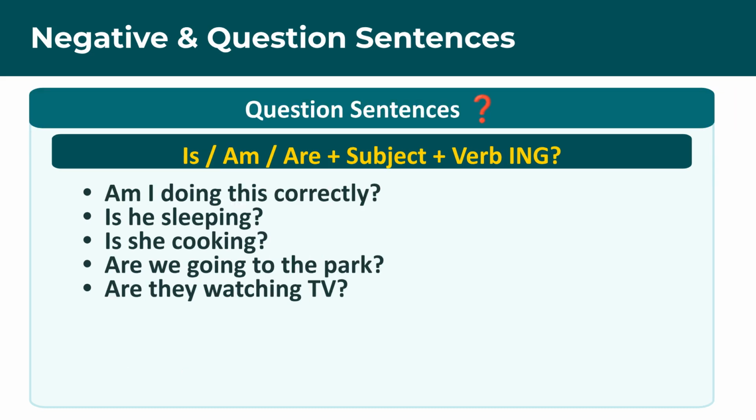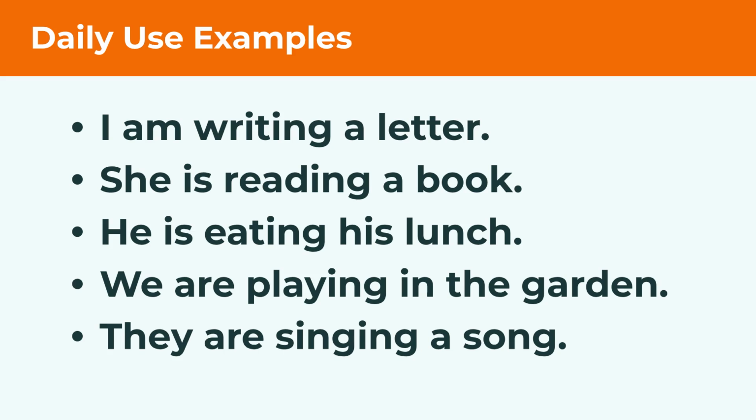Question sentences. Is, am, or are, plus subject, plus verb-ing. Am I doing this correctly? Is he sleeping? Is she cooking? Are we going to the park? Are they watching TV? Now let's look at easy daily use examples.